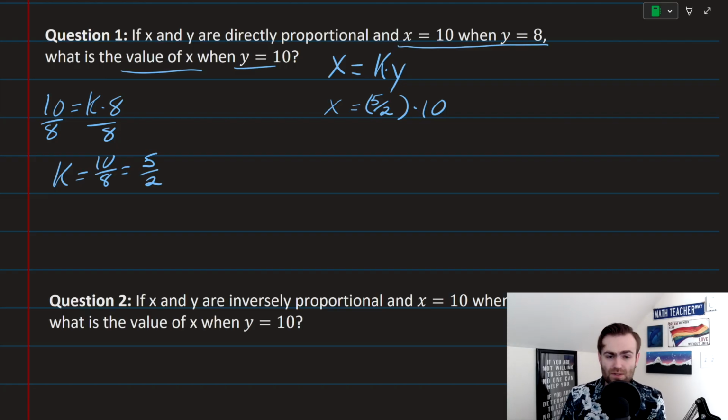And in order to do this, you could do multiple different things. I'm going to multiply 5 times 10. That would be 50. And then half of that would be 25. So x is equal to 25 when y is equal to 10. Not too bad.